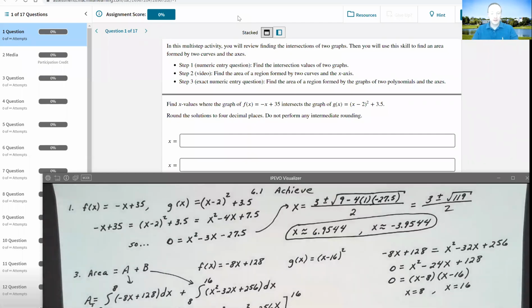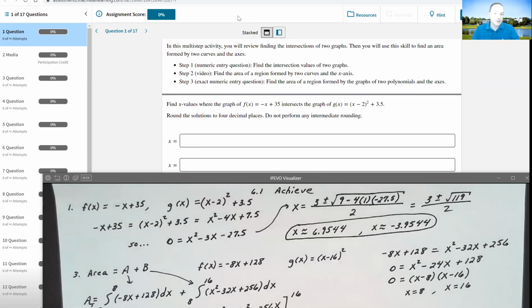Well, let's take a look at the problems on the 6.1 Achieve assignment discussing area between curves. This first problem is one of theirs where they're just trying to make sure we get the algebraic basis required for some of the problems in the section. So you'll see it says in this multi-step activity, you will review finding intersections between two graphs, and that's going to be this first problem, finding the intersection values of two graphs.